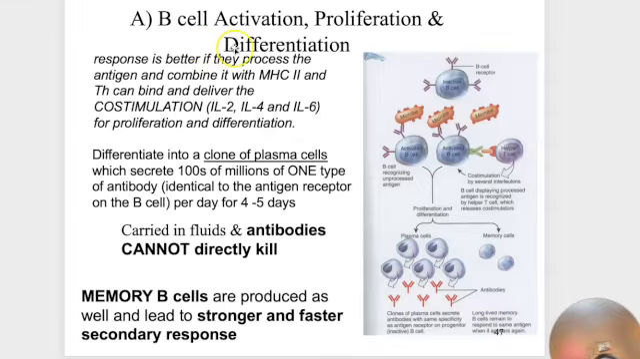B cells only carry antibodies. They do not kill the cell directly. Okay, remember that, please. Memory B cells are produced as well and lead to a stronger and faster secondary response. So these antibodies will shoot to the bacteria or virus, triggering others to kill it.